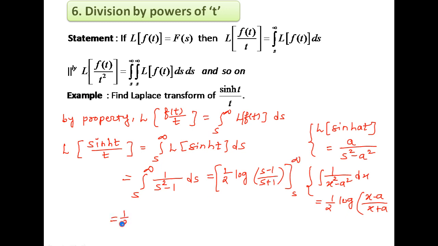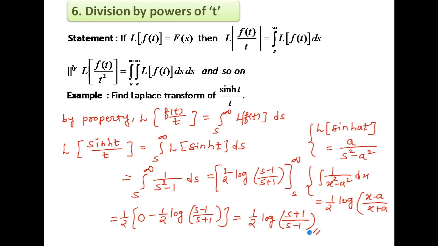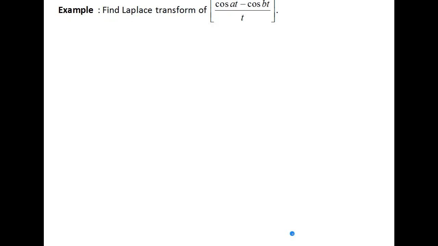Now applying limits, log of, for the upper limit, if I put s equal to infinity, this will be 0, minus, and replacing by the lower limit s, I will get the same term here, 1 by 2 log of s minus 1 upon s plus 1. And by using the property we can shift this minus sign to the power of this bracket. So by the property of logarithm we can write 1 by 2 log of s plus 1 upon s minus 1. This is the final answer. So I hope you understand how to use the division property to find the Laplace of a function. So the next example we are going to see here.